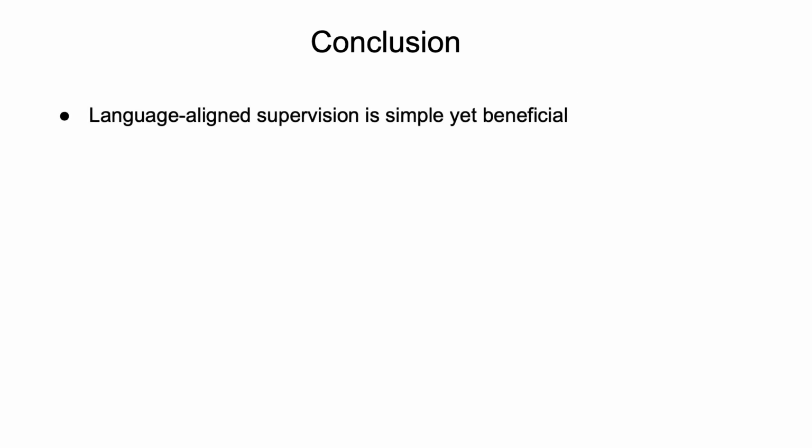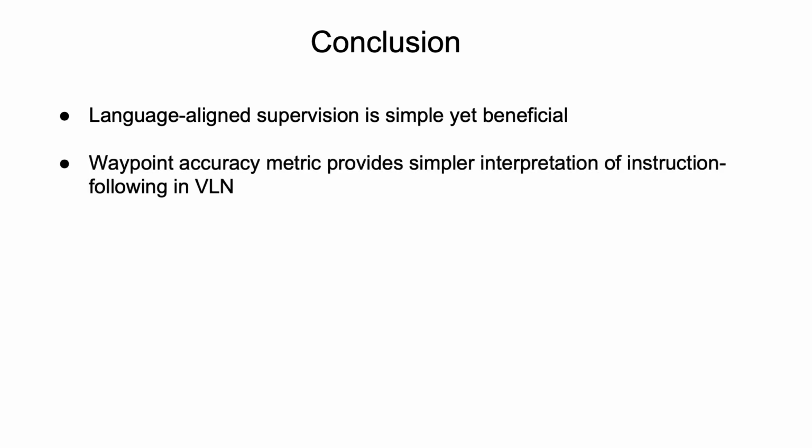In conclusion, we find that the language-aligned waypoint supervision, or LAW, is a simple but useful strategy for the instruction-following nature of the VLN task. This supervision method can be easily plugged into any model architecture. We also find that the waypoint accuracy metric helps us with analyzing agent trajectories.